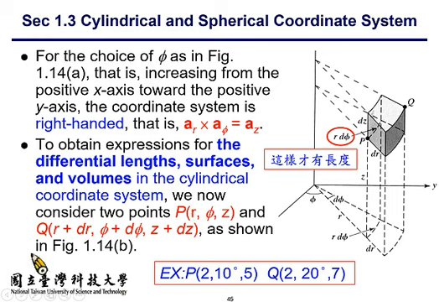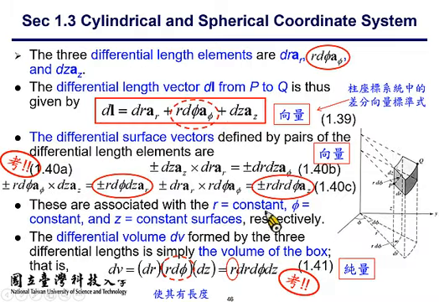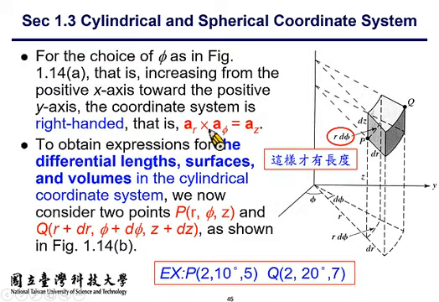So the coordinates for point P are R, Phi, Z, and for point Q, which is close to P, you can add up the differential difference in terms of R, Phi, and Z. So Q can be described as R plus dr, Phi plus d Phi, Z plus dz. And we can write up the differential lengths, differential surfaces, and differential volume for this description. Before that, let me show you.